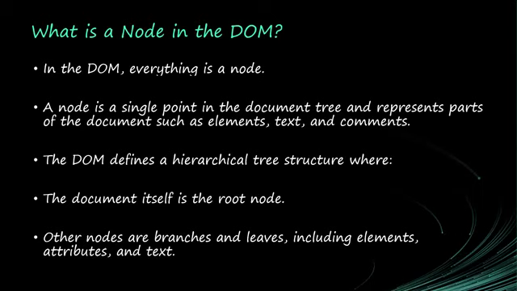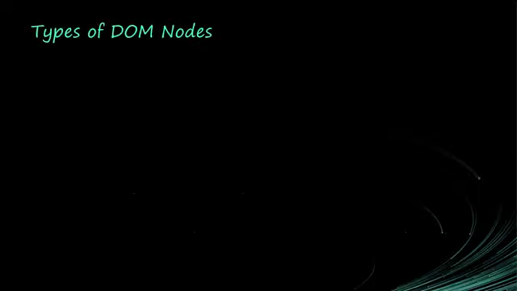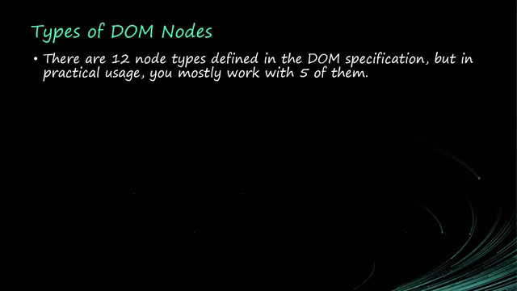So that particular document, we have a node called a document. It is the root node. It is where every other node comes from, okay? So every other node can be branches and leaves, including elements, attributes, and text. So, types of DOM nodes. There are 12 types defined in the DOM specification.